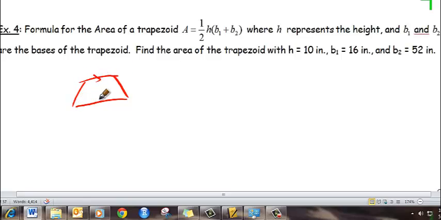And where these two sides are parallel, so a triangle is 1/2 base times height, but you have two bases, this base and this base, so it's the average of the bases. Add them up, divide by 2. So a lot of times you see this formula written this way, but it's still the same thing.